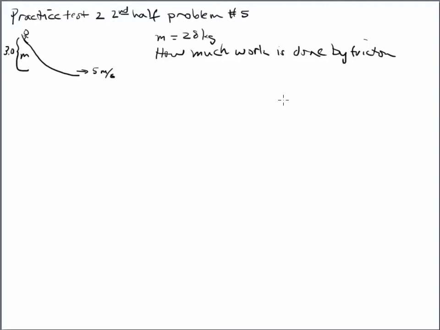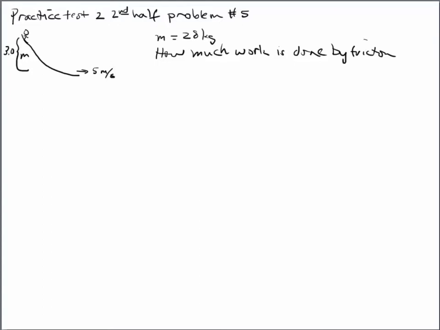Okay, we're going to be looking at test number 2, second half, problem number 5. A 28 kilogram child, initially at rest, slides down a water slide from a height 3 meters above the bottom of the slide. If her speed at the bottom of the slide is 5 meters per second, how much work was done by friction? Alright, so we're after how much work was done by friction.